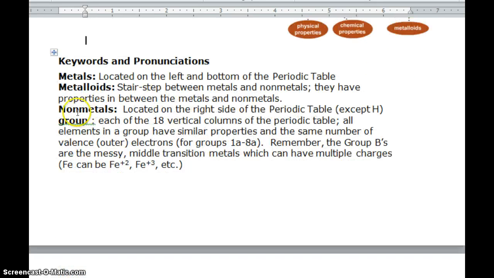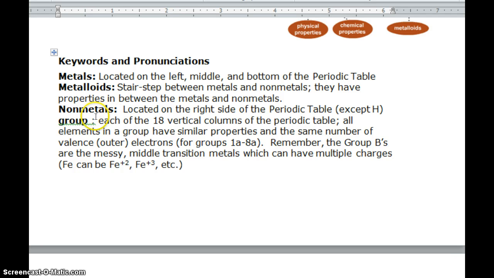So I added some keywords and pronunciations. Metals, located on the left and bottom of the periodic table. I should also add middle. Left, middle, and bottom of periodic table. Metalloids are the stair step between metals and nonmetals. They have properties in between the metals and nonmetals. Nonmetals are located on the right side of the periodic table, except for hydrogen. And the reason it's placed on the left is because it only has one valence electron.